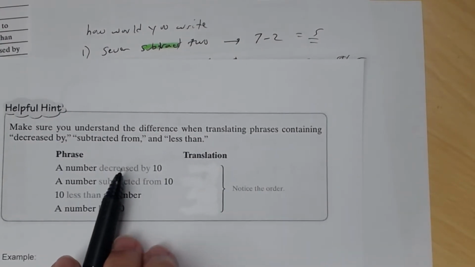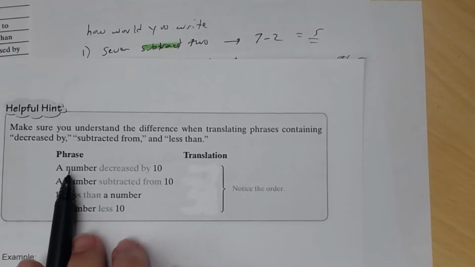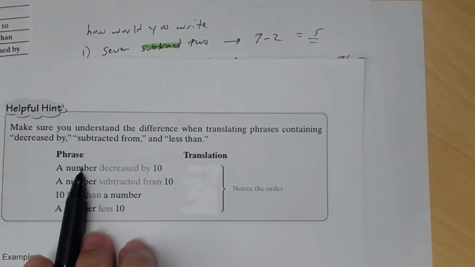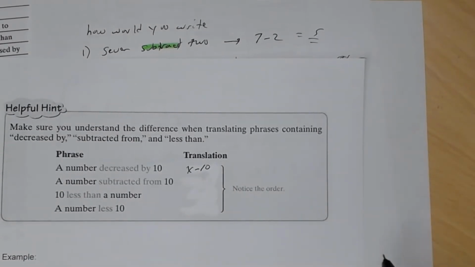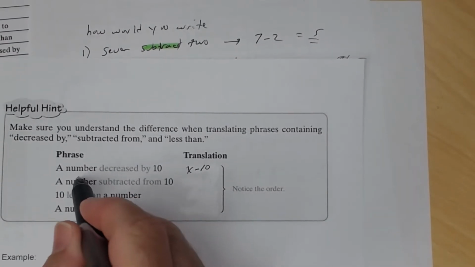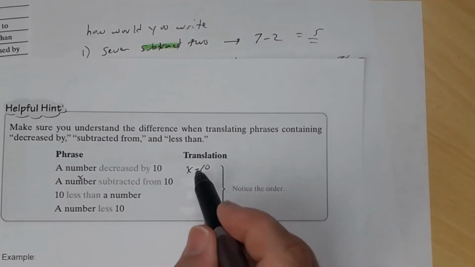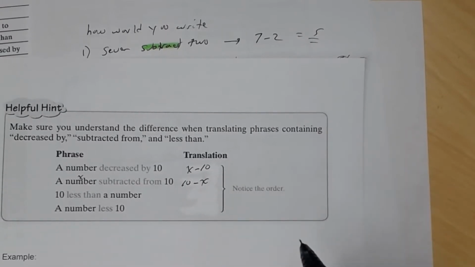A number decreased by 10. So remember, whenever you see the word number, let that be x. So the answer will be x subtract 10. So that's what that is. Now be careful with subtract from. Okay, so remember the number is x, subtracted from 10. So what that means is 10 subtract x. That's what that means.